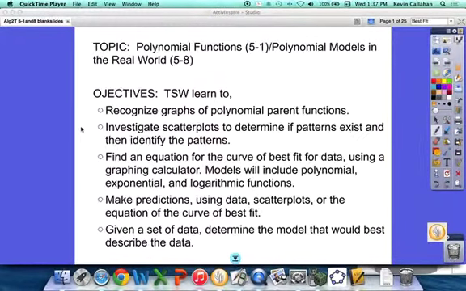So this chapter, which is about polynomials, we're going to do in 4 lessons. And they're not going to line up exactly with the way the book does it, so you need to pay attention to what we're doing in class. There's going to be like 2 lessons, including today's lesson, which use the calculator a lot.